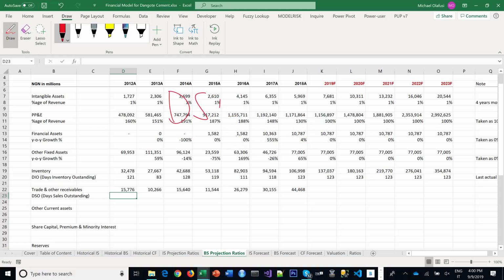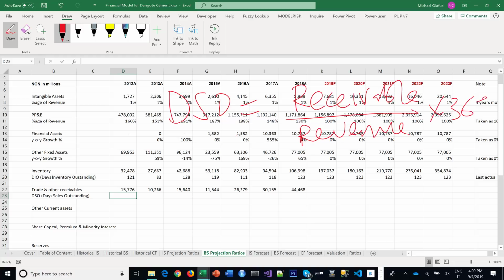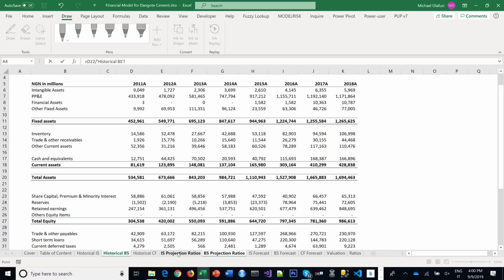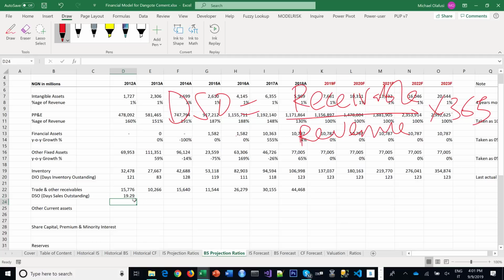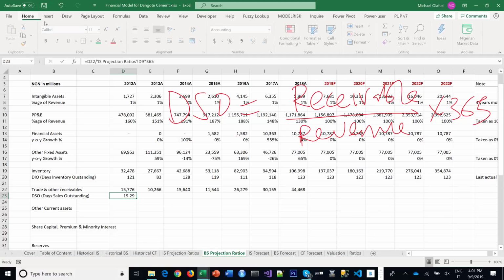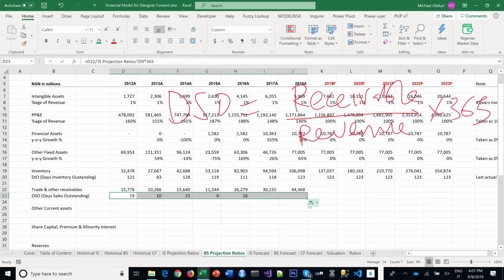So days sales outstanding is equal to receivables over revenue times 365. So it's equal to receivables divided by revenue, and then times 365. So 19 days. I'm going to drag it into the future.